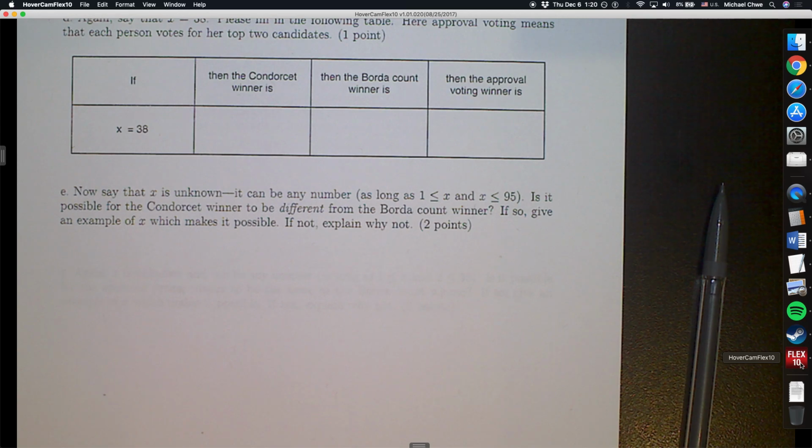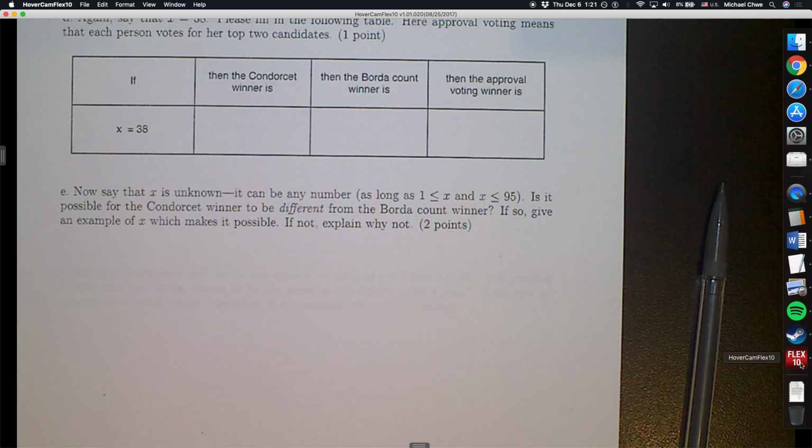Okay. How about the Borda count winner? How many points does A get? I think it's 96 plus 5, right? 101. How many does B get? 48 plus 48 plus 5 is 106. How many does C get? 96. Right? Okay, so who's the Borda count winner? B, right? Okay, makes sense. So in this case, we tried something and it ended up being the same. So 48 was not going to do it for us.